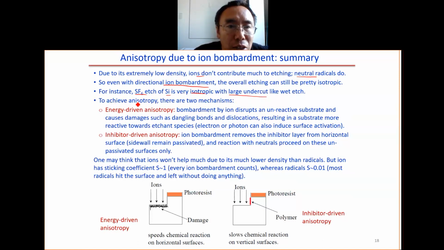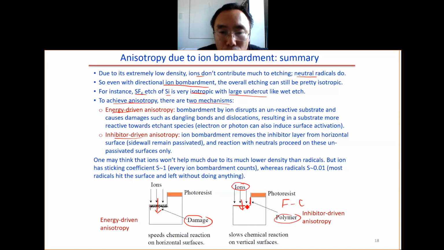To achieve anisotropy, there are two mechanisms. The first is called energy-driven anisotropy. Here we create damage at the bottom, then the etching will proceed. The second is called inhibitor-driven anisotropy. In this case, we form fluorocarbon polymer on the side and also on the bottom, but the fluorocarbon polymer on the bottom is etched away by the ion bombardment. So the ion bombardment removes the fluorocarbon polymer, and the etching will proceed along the vertical direction. Thank you.